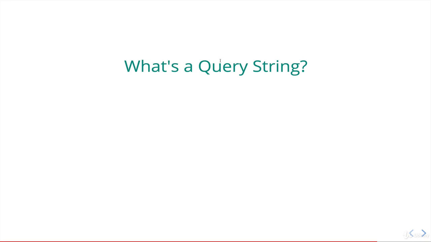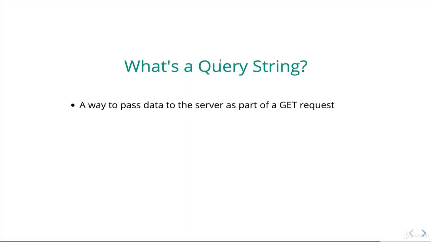So we're continuing on with HTTP requests, and in this video, we're going to talk about something called a query string. So what is a query string? Let's start there. It's a way to pass data to a server as part of a GET request. And it looks like this. After our base URL, there's a /?, and then key value pairs.